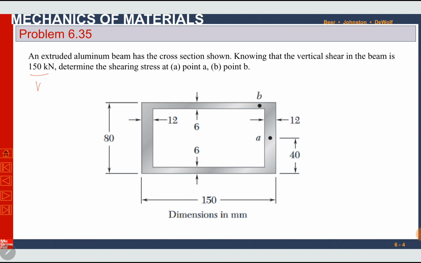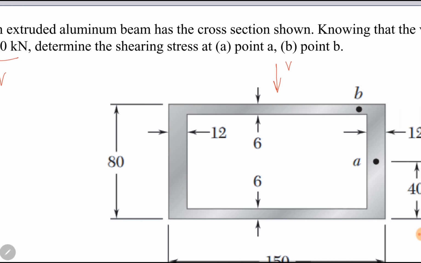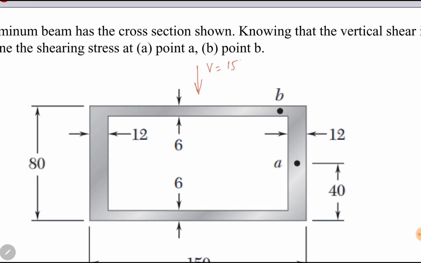This is a thin section. Vertical shear force V is 150 kilonewtons, and the vertical force enters at this point in the box section. It is a box section, and then it is divided into two streams.